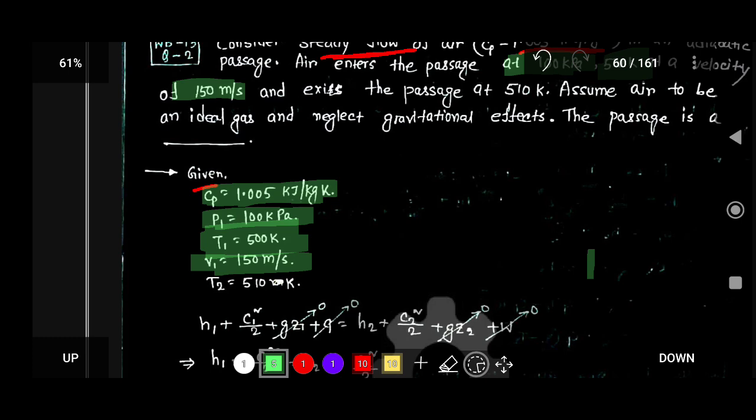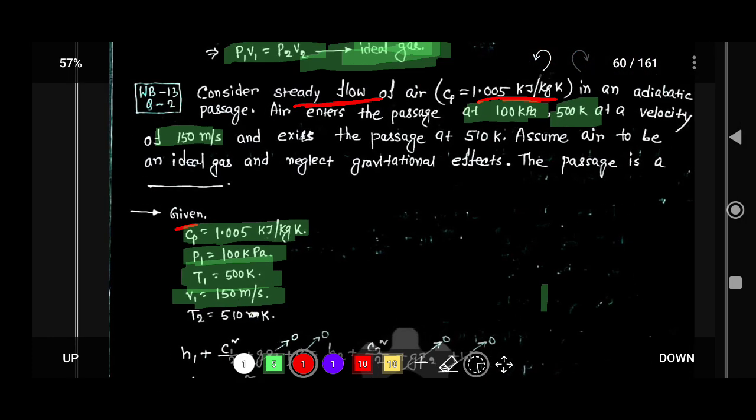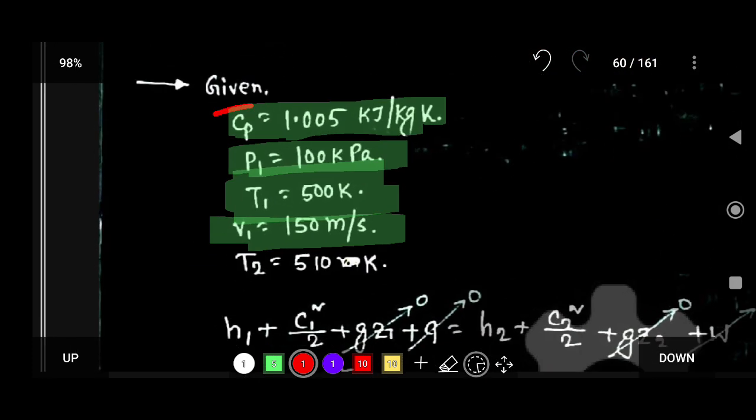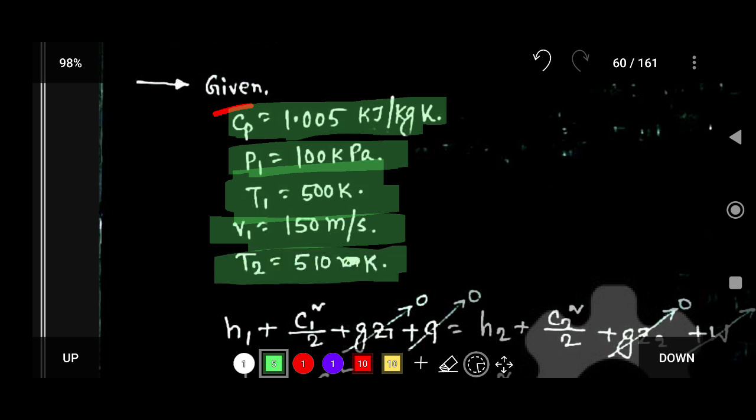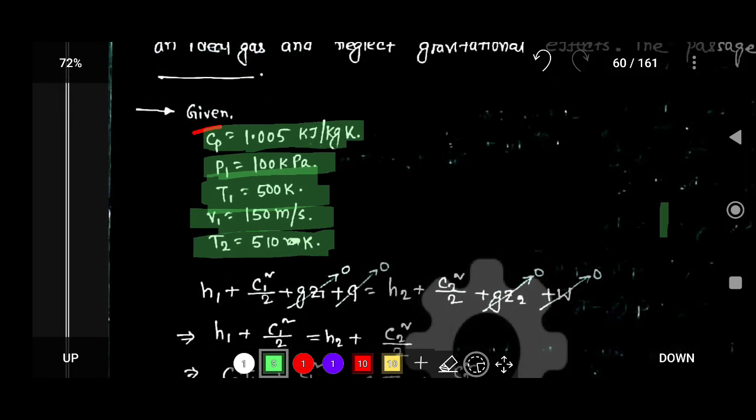One more thing is also given, that is the exit temperature, equal to 510 Kelvin. So you just have to calculate the value of V2 and conclude whether it is a nozzle or diffuser. If V2 is less than V1, then you can say it is a diffuser. And if V2 is greater than V1, then you can say it is a nozzle. So let's find the value of V2, the exit velocity.